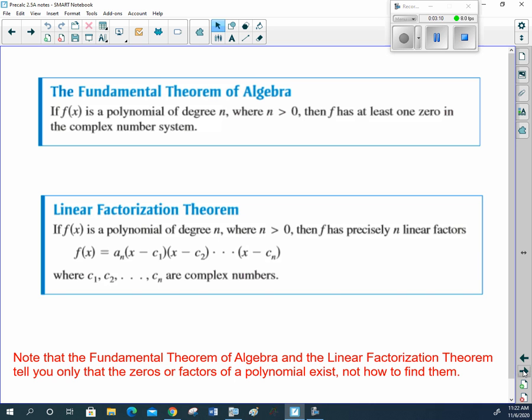So first of all, fundamental theorem of algebra. We already know that. That just means that if we have an x to the fourth power, then we're going to have 4 solutions, right? We already know that one. And then the linear factorization theorem just tells you that if you were to factor it out, you would have the same amount of factors. If it was to the fourth, you could factor it into 4 parentheses.